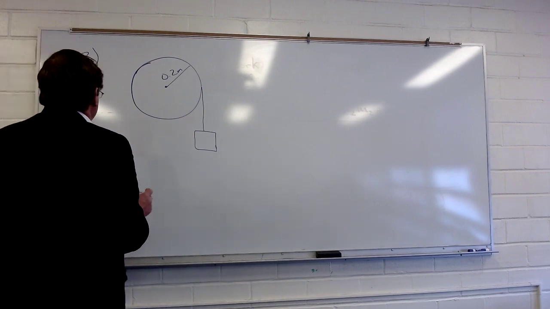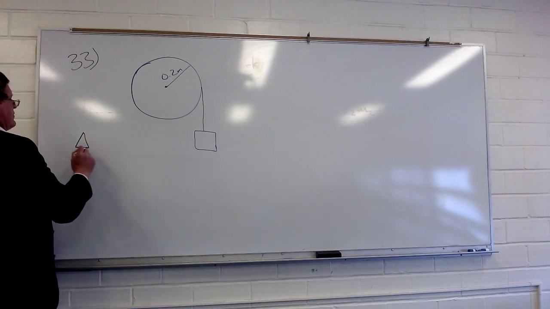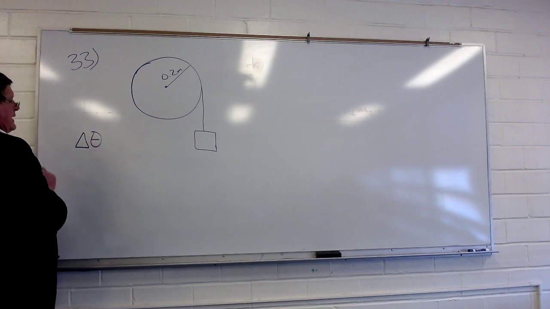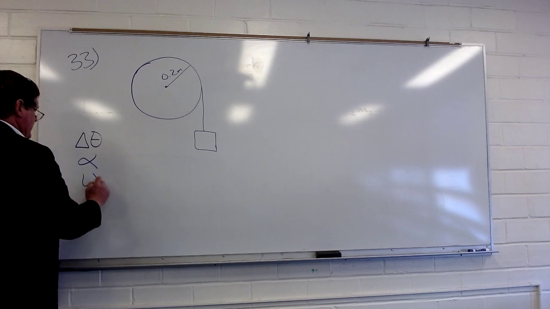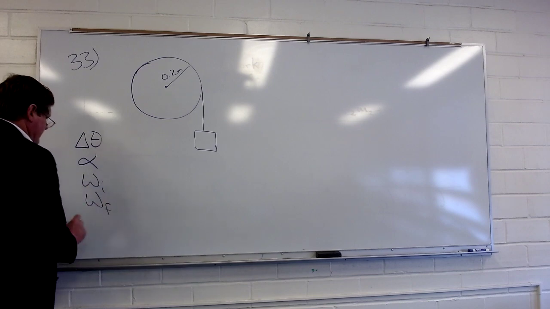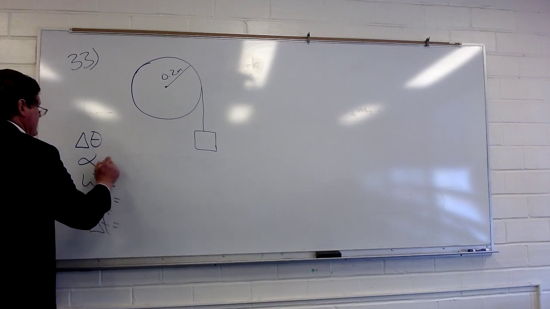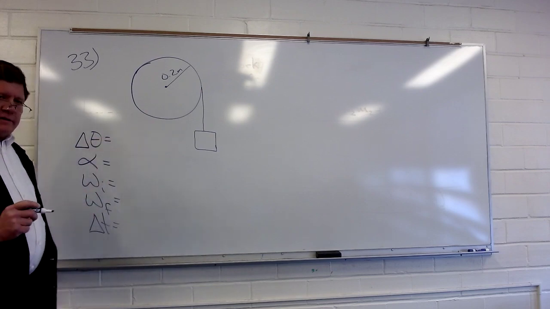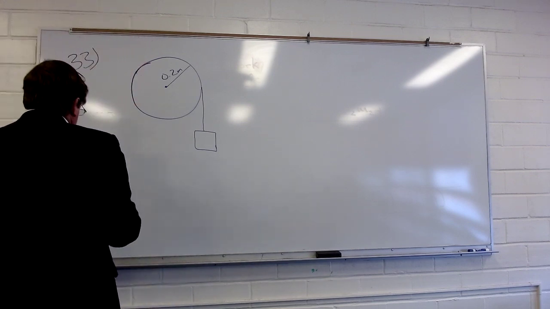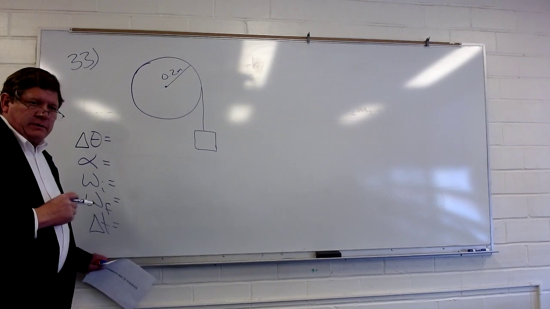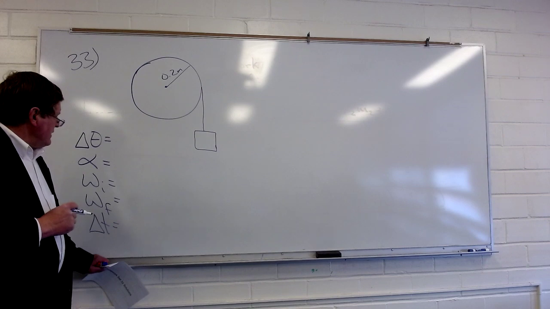Okay, so if we make our list of the 5 variables in rotational kinematics, we have the angular displacement, the angular acceleration, the initial and final angular velocity, and time. And you remember that the name of the game, same as in linear kinematics, is to find 3 of these from the problem statement and then use our equations to solve for the others.